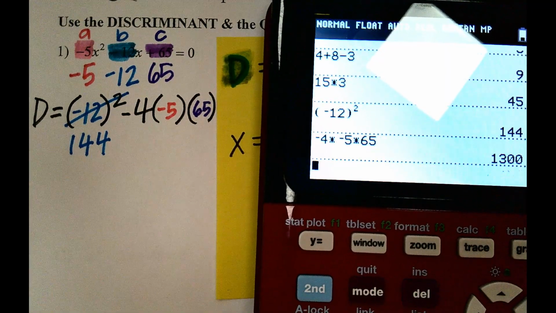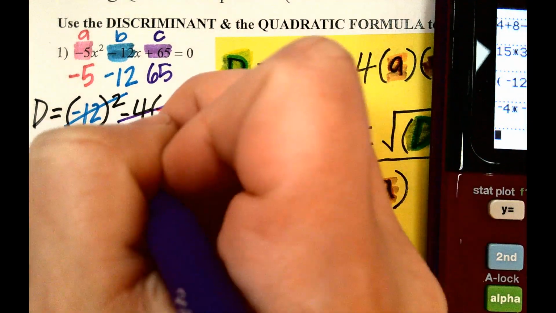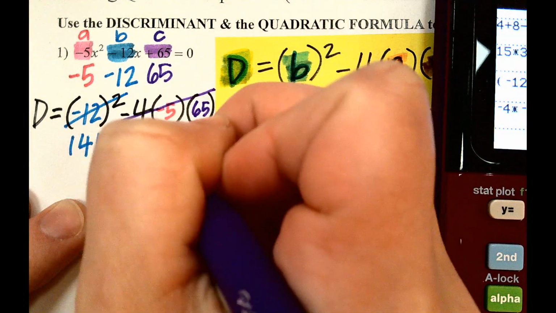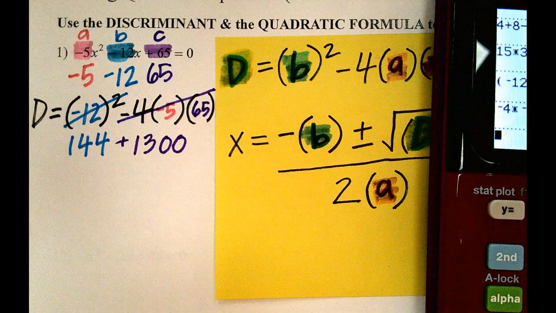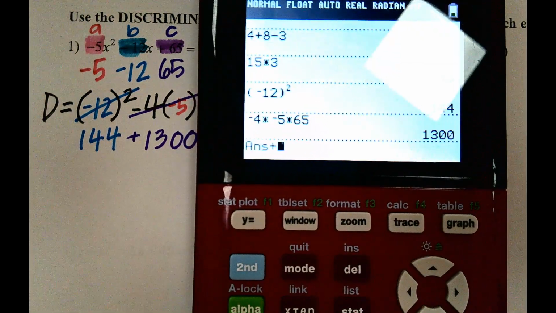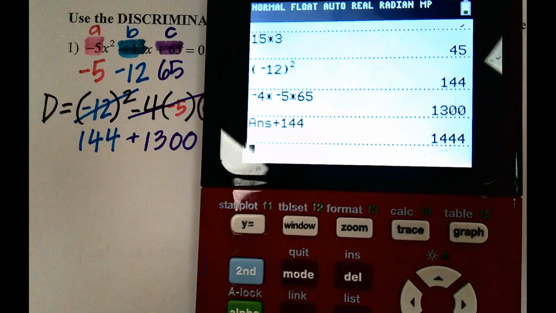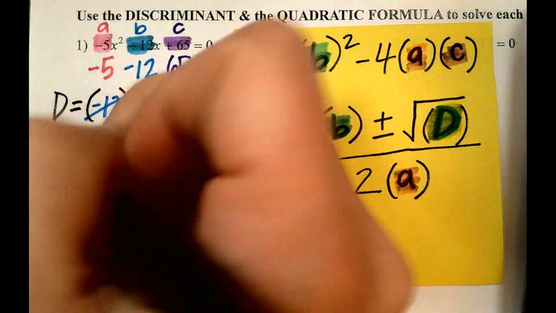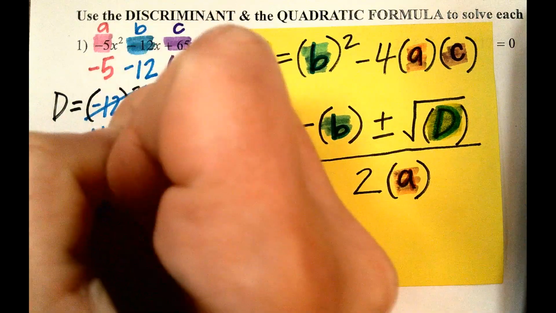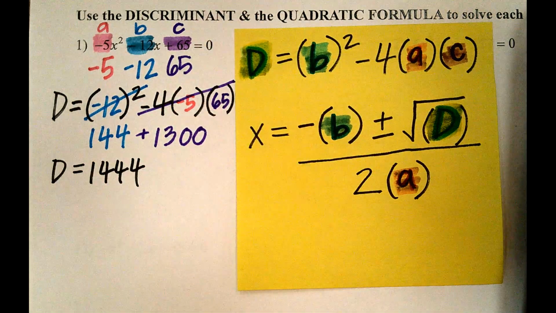So what do I write? Add. Yeah, 144 plus 1,300, because we got a positive answer. Okay. So, now what? Add them together. It's going to be 1,444. Perfect. Beautiful. That is our discriminant. D equals 1,444. Okay.